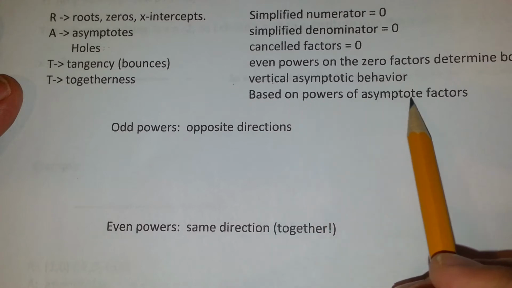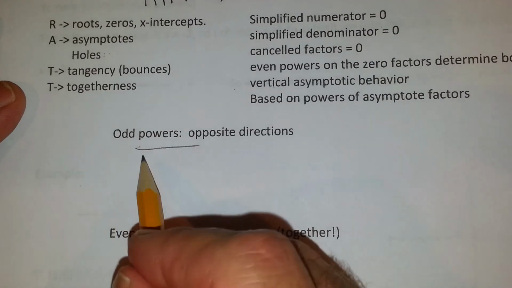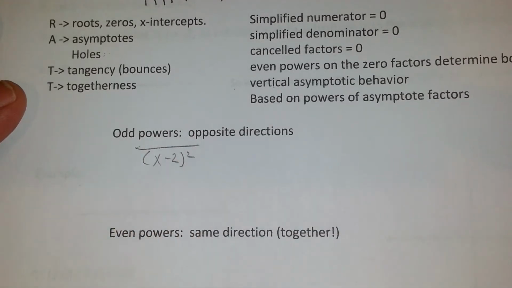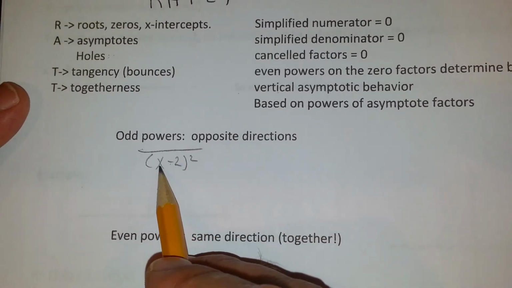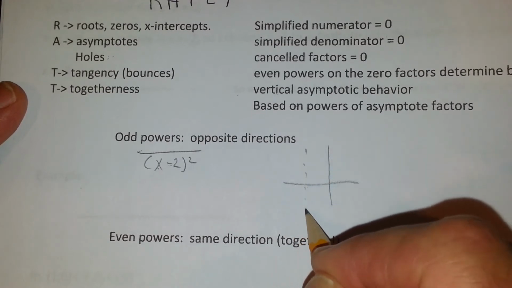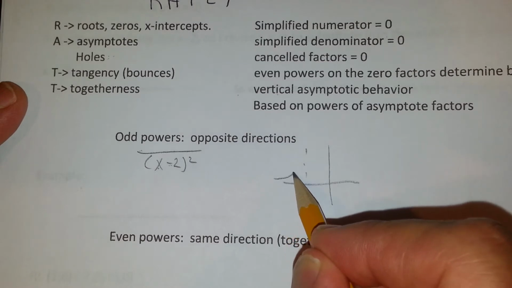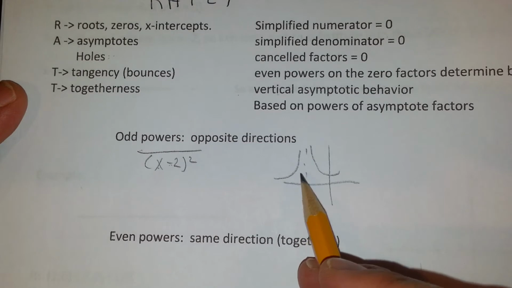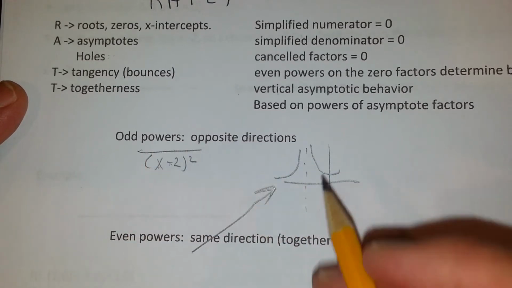It's based on the powers of the asymptote factors. So if you have x minus 2 squared in your denominator, we have a vertical asymptote at where? 2, because 2 minus 2 is 0. So here's your vertical asymptote. What they mean by moving together is that as you approach from either side, the points move together. This is what an even power would do.